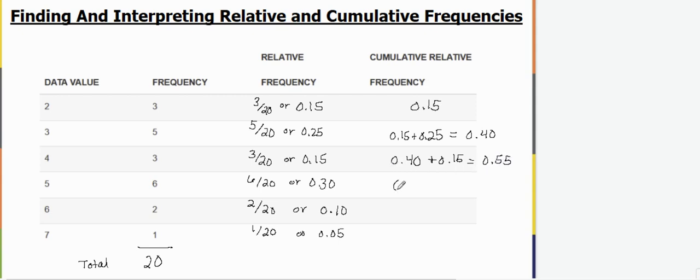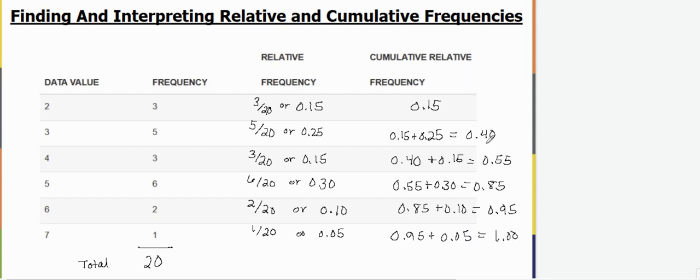So I'm going to keep going. I know I'm going to take my 0.55 and add it to 0.30. And that's going to give me 0.85. My 0.85, I'm going to add it to 0.10. That's going to give me 0.95. Then I'm going to take my 0.95 and add it to 0.05, and then I get 1.